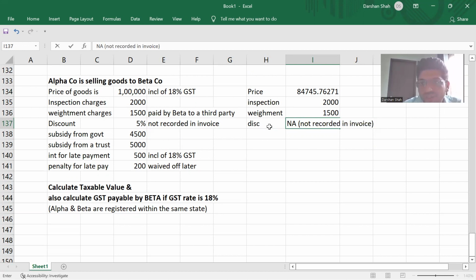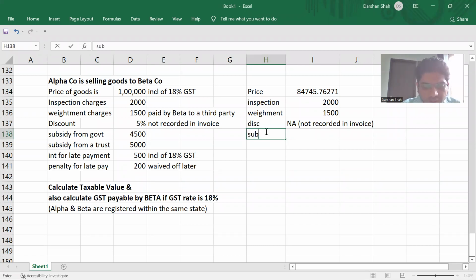In the last question, we deducted discount because it was recorded in the invoice. In this question, it is not recorded in the invoice. That's the condition for discount. Discount will be deducted only if it is recorded in the invoice. Otherwise, you just show not applicable and give the reason. Everyone understood this now? Now your answers are changing.